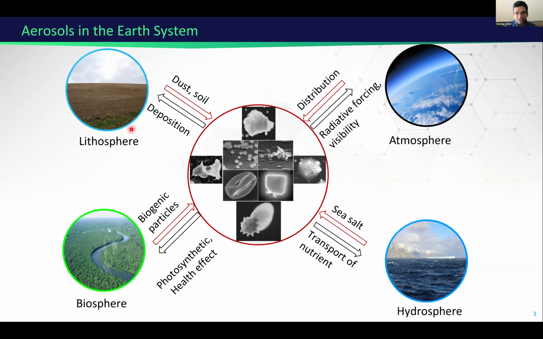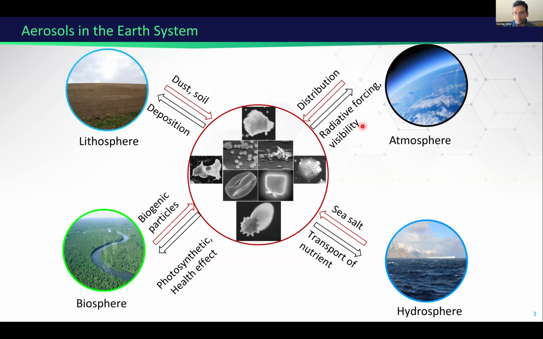For example, particles can be emitted from the land, and there are some soil and dust particles containing micronutrients such as iron that can deposit over the ocean and act as a nutrient. Similarly, particles emitted from the ocean or lake surfaces can travel long distances and deposit on the land or the plants. And biogenic emissions from plants can again get into the atmosphere and interact between the different parts of the ecosystem. And it can affect the deposition of the particles, photosynthetic effect, and transport of nutrients.